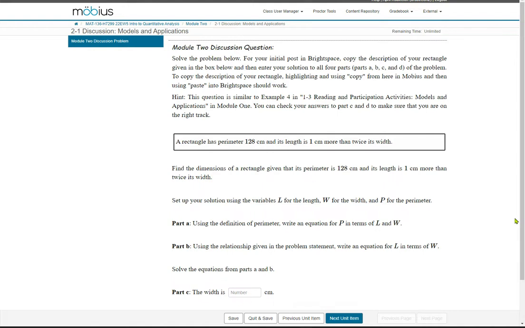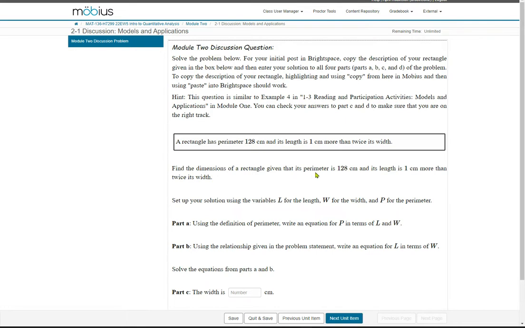Okay, so to continue with your second discussion board, every person is going to be given a similar problem. That problem will be right here in this rectangle, and beneath it, it'll tell you what it wants. It says, find the dimensions of a rectangle given that it's so and so. So they're wanting you to find the dimensions of the rectangle.